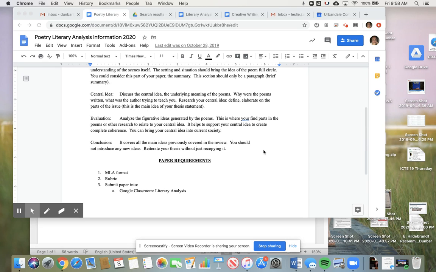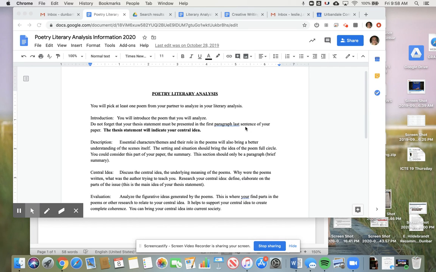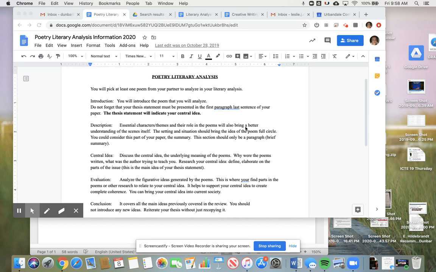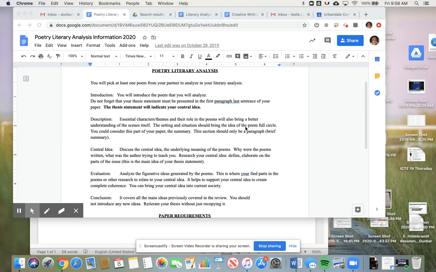So your paper requirements are MLA format, submitting the paper into Google Classroom, literary analysis. This is an important part of what we would have done in class, so I think it's still an important part to have in our continuous learning.